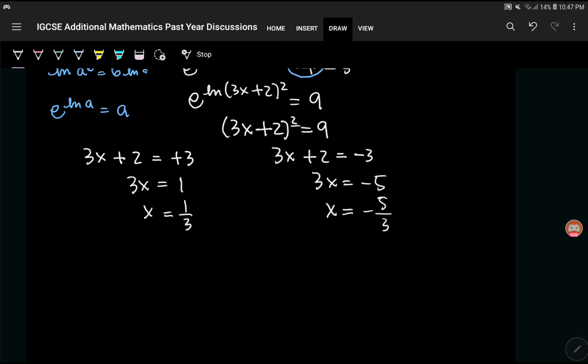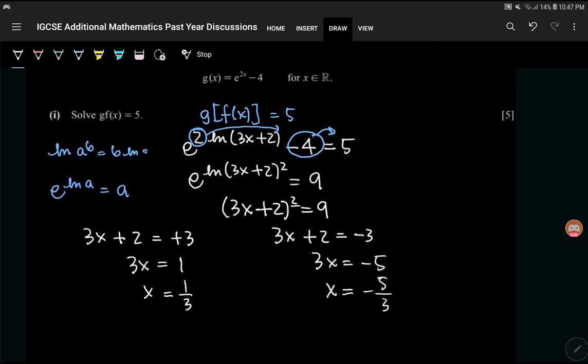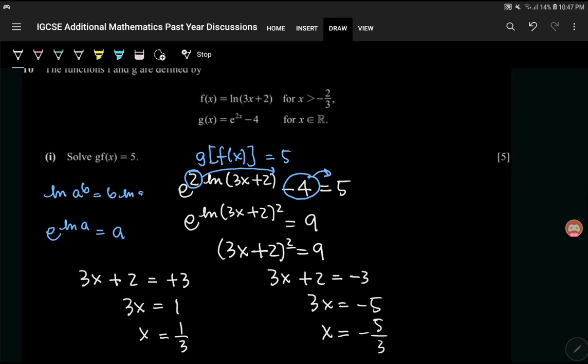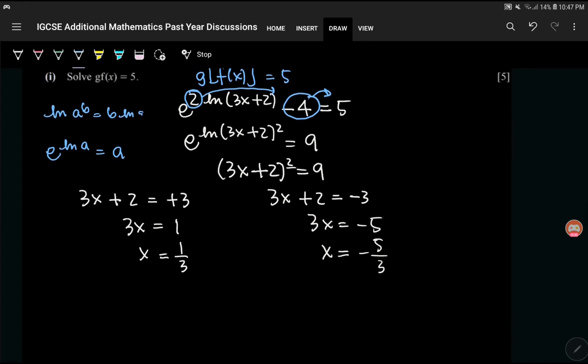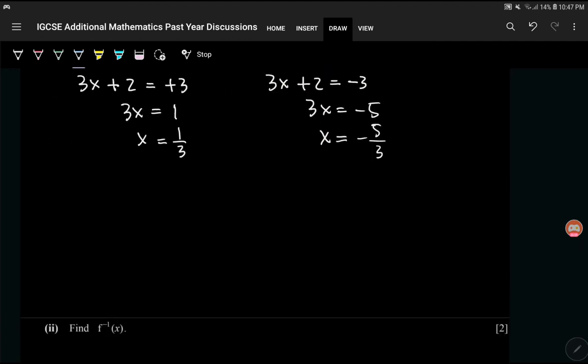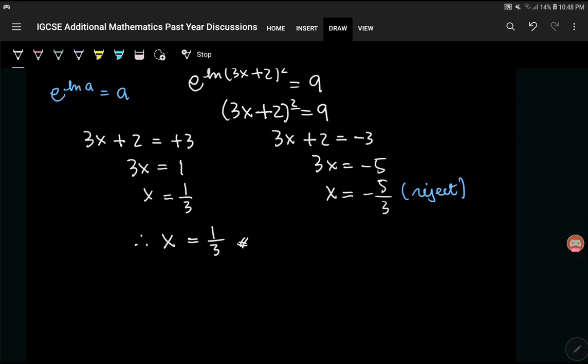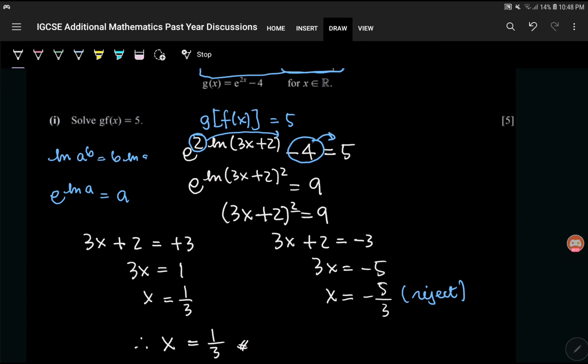So we can see that we have two answers. How do we resolve it? We go back to the statement of the question. We have this condition, this domain, that x must be greater than negative 2 over 3. Which value falls behind negative 2 over 3? This one, so we don't accept it. We reject this answer, and the answer is x equals 1 over 3. That's for the first part.